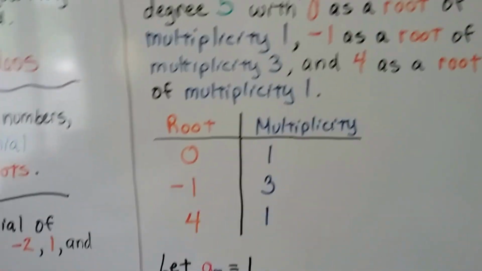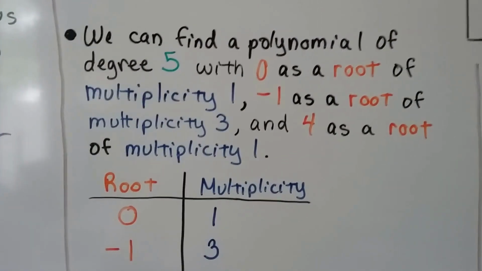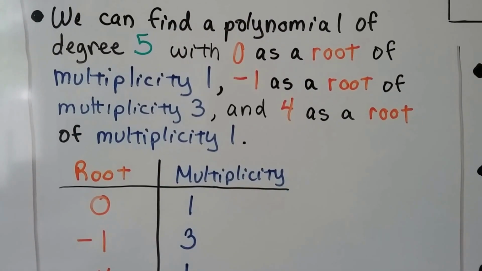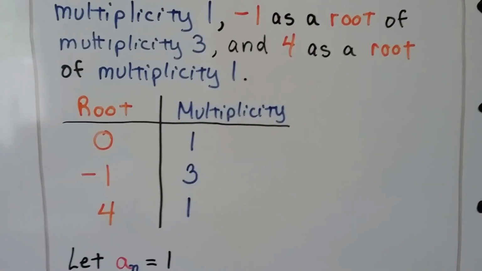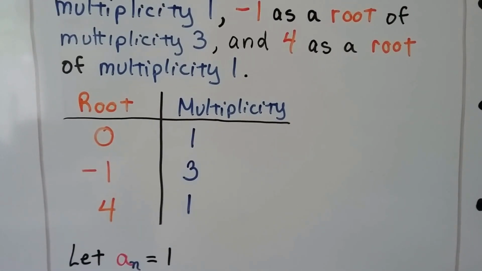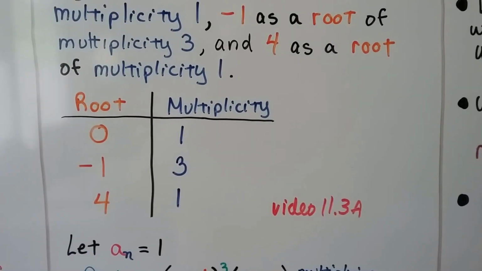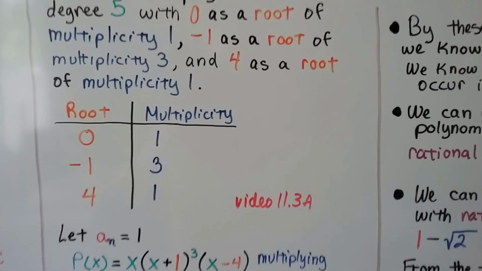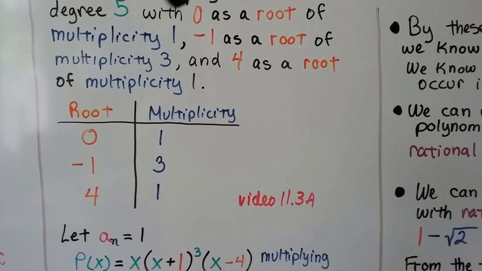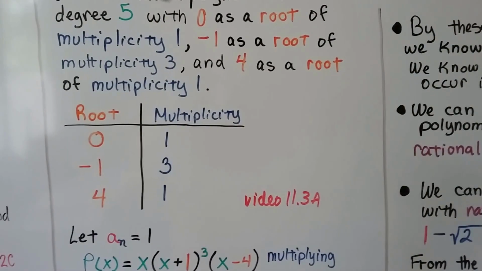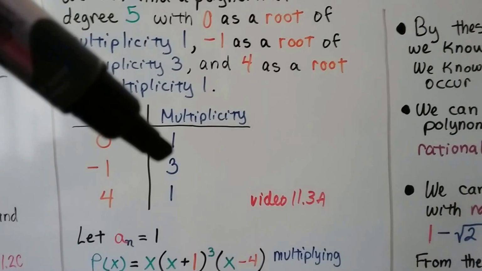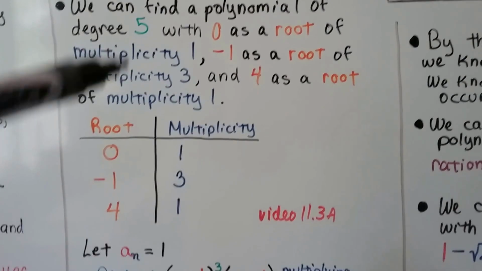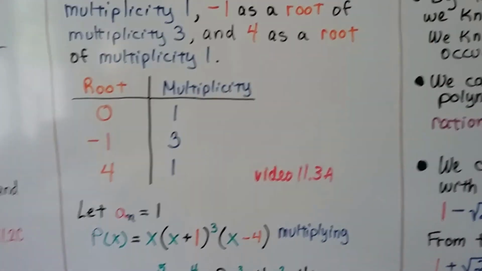And we can find a polynomial of degree 5 with 0 as a root of multiplicity 1, -1 is a root of multiplicity 3, and 4 as a root of multiplicity 1. So we made a root and multiplicity table before, didn't we? That was video 11.3a. So we know we've got a root of 0 right here with a multiplicity of 1. We got a -1 root with a multiplicity 3 and a 4 with a multiplicity of 1. Now it says it's of degree 5, and that's 1, 2, 3, 4, 5.